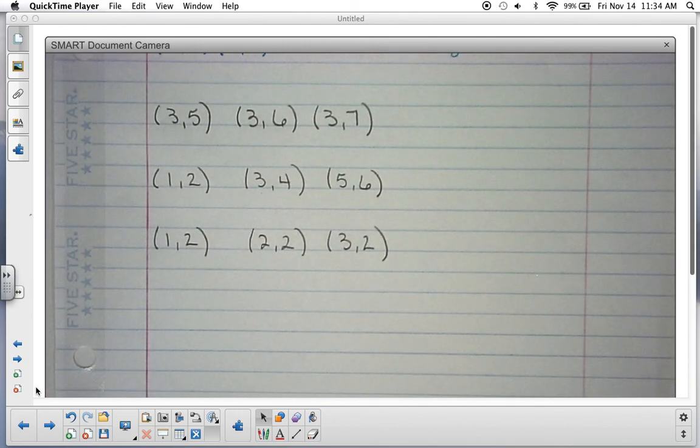So I can answer the domain and range question rather easily. Domain is just listing the x's, range just listing the y's. But what I'm most interested in here are the function questions. So let's go ahead and list domain and range.